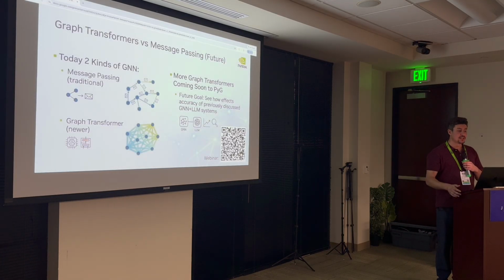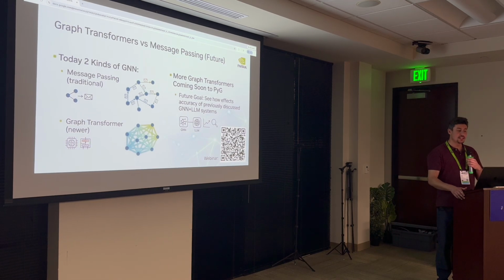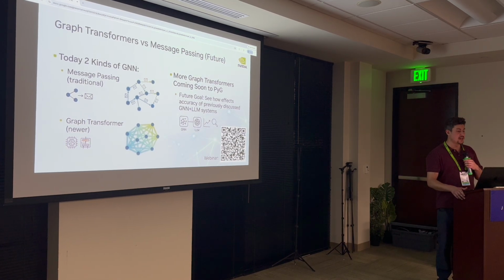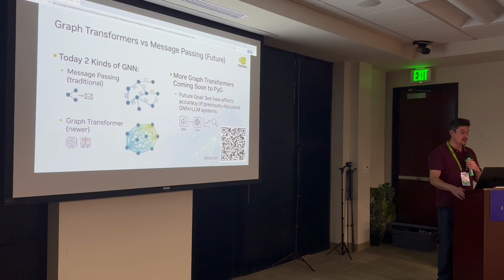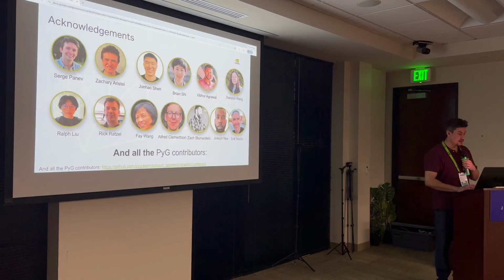As a final note, today there are 2 kinds of GNNs. The traditional kind are the message-passing GNNs. Then there are graph transformers, which are newer. See the QR code for a webinar on the topic I gave with Stanford and Kumo.ai. I'm working with the community to get more graph transformers added to PyG. My goal would be to see how these affect the accuracy of the previously discussed GNN+LLM systems.